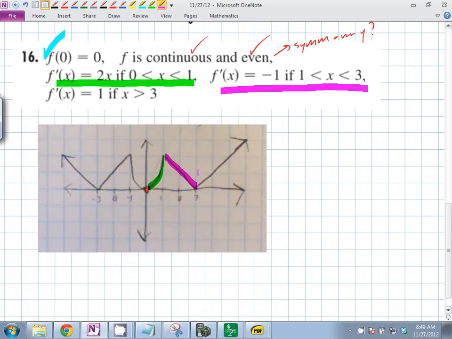F prime of x is equal to 1, so that means the slope has to be 1 for x greater than 3. That's really good. And then you did it on the right side, so it has to reflect over the y-axis and do the same exact thing. This is really good. Good job. Yay. I like that a lot.